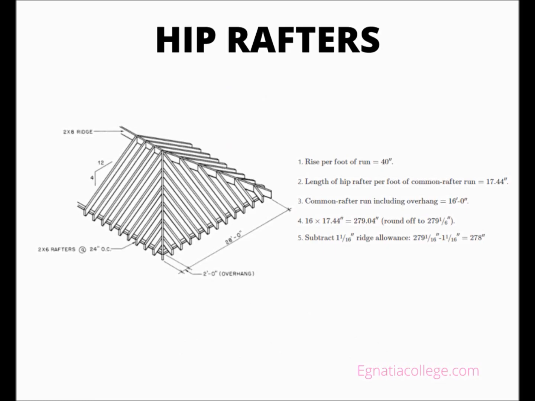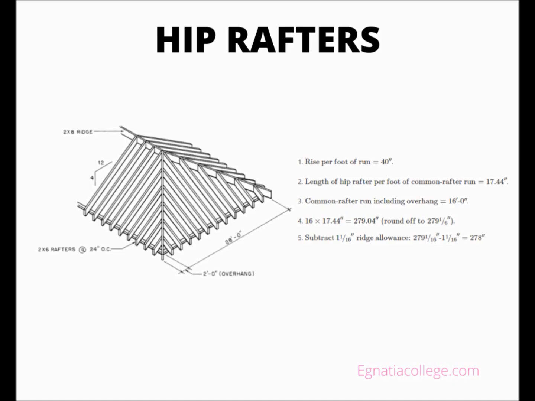Example: find the length of a hip rafter for the roof. 1. Rise per foot of run is 40 inches. 2. Length of hip rafter per foot of common rafter run is 17.44 inches. 3. Common rafter run including overhang is 16 feet. 4. 16 times 17.44 inches equals 279.04 inches. 5. Subtract 1 1/16 inch ridge allowance: 279 1/16 inches minus 1 1/16 inch equals 278 inches.